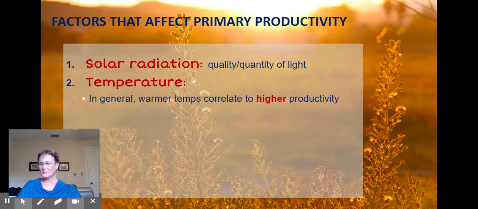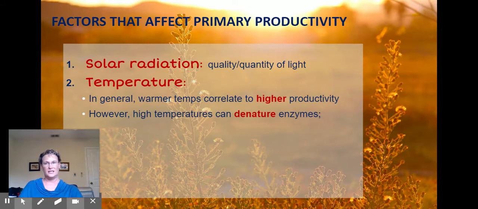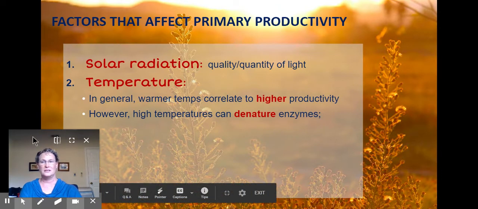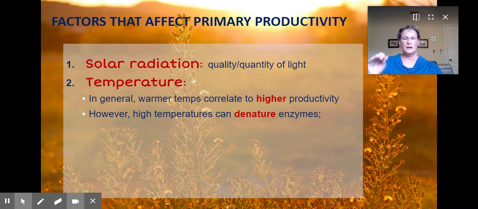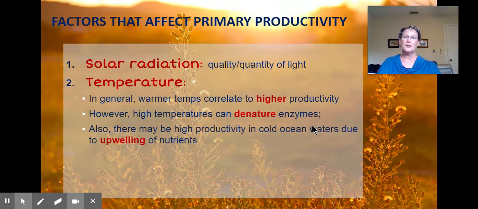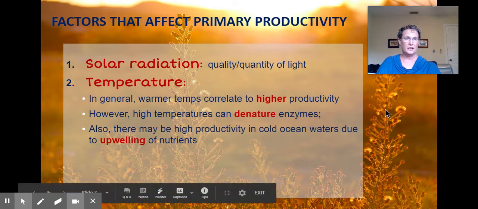Temperature will affect it. And generally, warmer temperatures are going to have higher productivity. However, high temperatures can denature enzymes and actually slow things down. Also, there may be high productivity in the cold ocean waters due to the upwelling of nutrients. So these temperatures are for terrestrial and for aquatic. Carbon dioxide amounts.